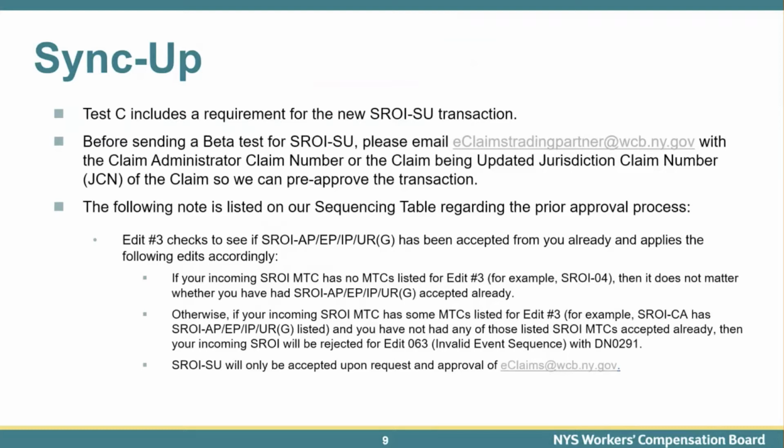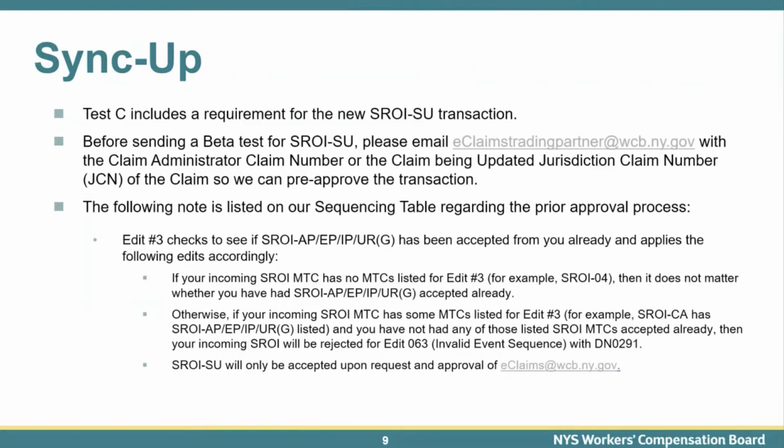The sync up we just wanted to go over very briefly because we did happen to get a few questions about the sync up from folks starting their onboarding. So test C in the test plan includes a requirement that you submit the new SHROI SU sync up transaction. Before you send that, you do have to send an email to the eClaims trading partner mailbox with the claim administrator claim number and the jurisdiction claim number of the claim. The reason for that is we actually have to pre-approve your SHROI sync up. You are only able to send that if we have pre-approved that transaction.